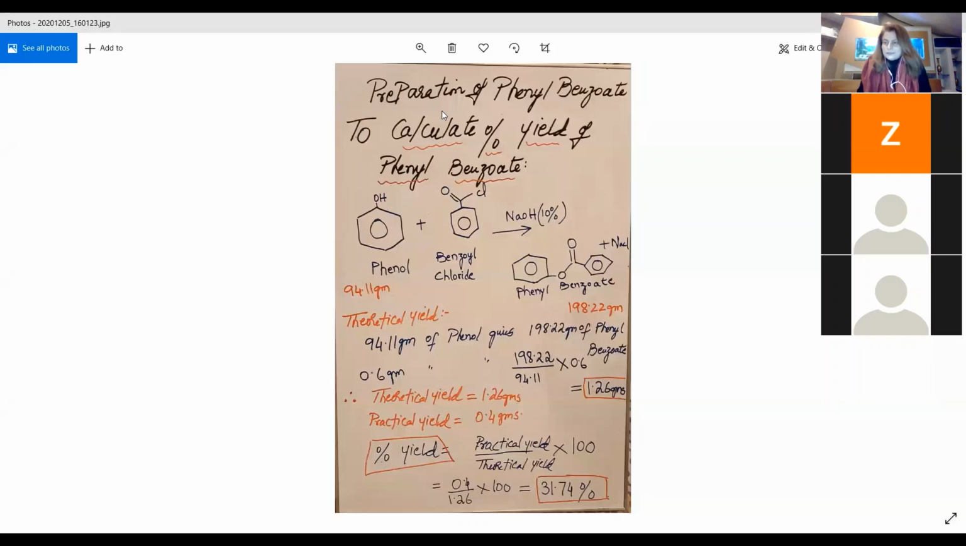What is practical yield? Please tell me. I would be happy to know if you will answer me. What is practical yield? Anyone can reply, please, anyone. You're most welcome to reply.